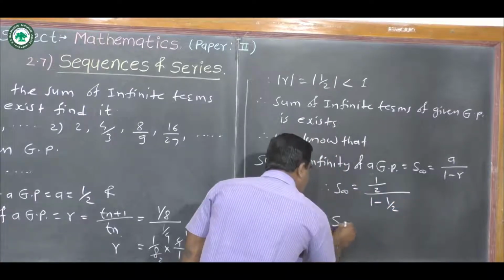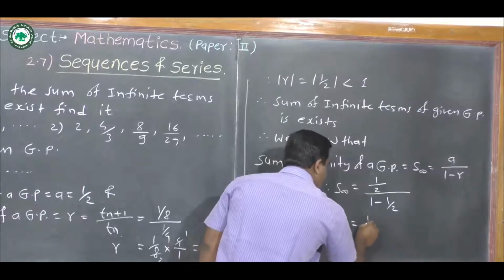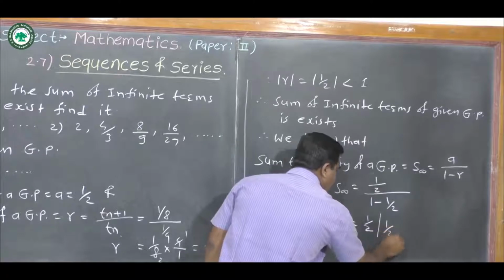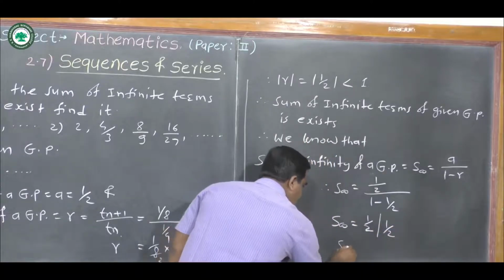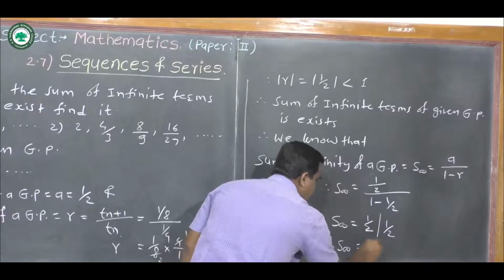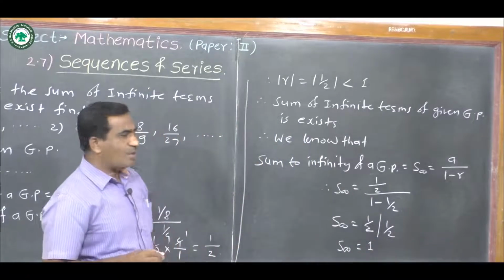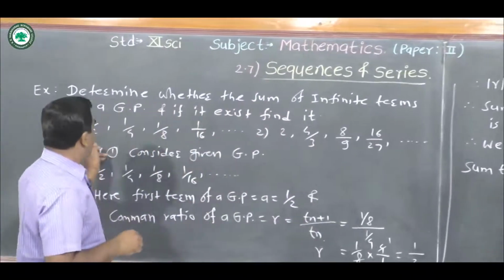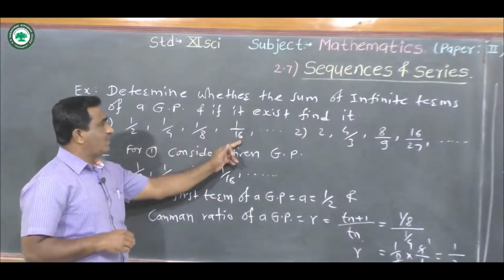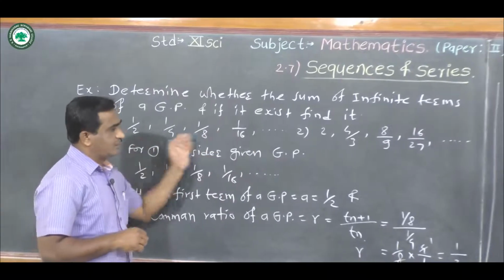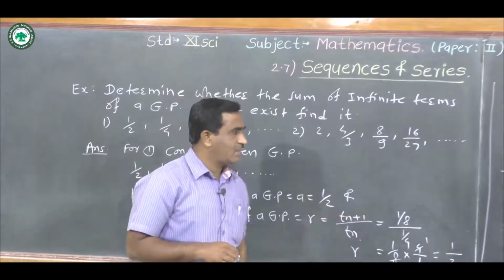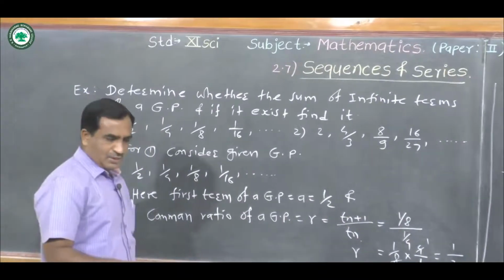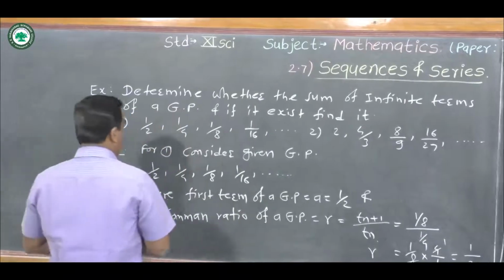That is, S infinity is equal to 1 by 2 divided by the subtraction of these two terms, also 1 by 2. 1 by 2 upon 1 by 2 is equal to 1. Okay, that is the sum of infinite terms of the given geometric progression 1 by 2, 1 by 4, 1 by 8, 1 by 16, and so on, which is equal to 1. That is, the sum of infinite terms is 1. Okay, now this is the answer for the first geometric progression.